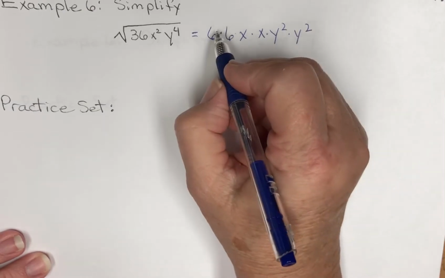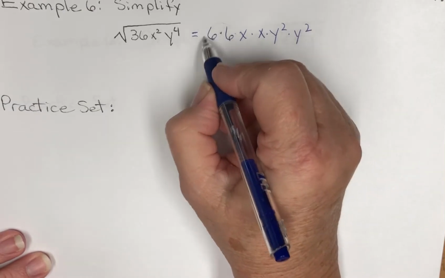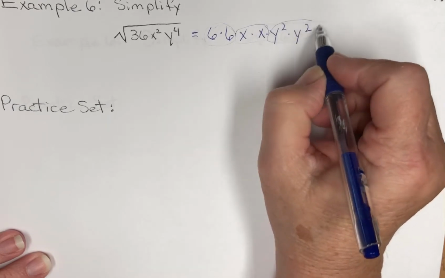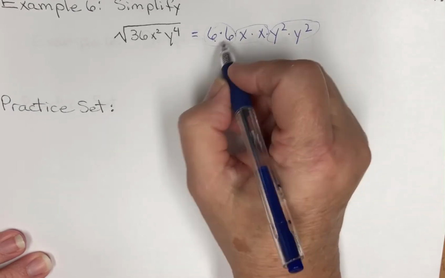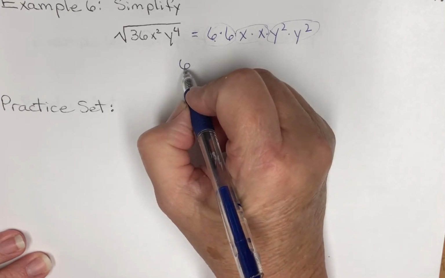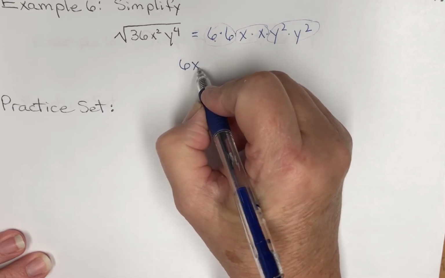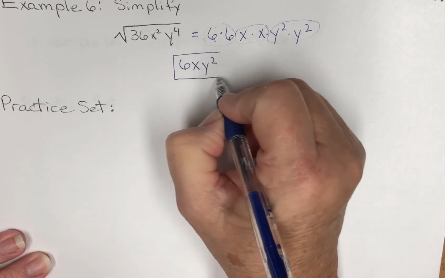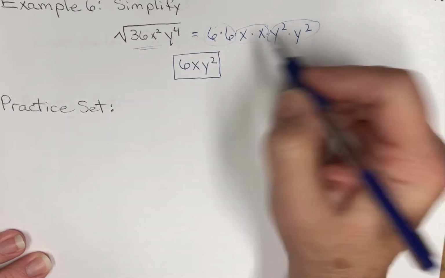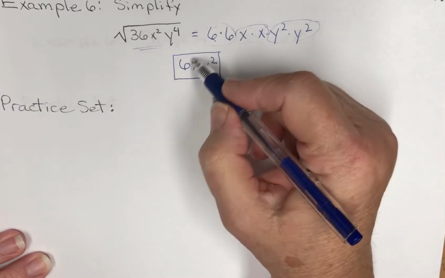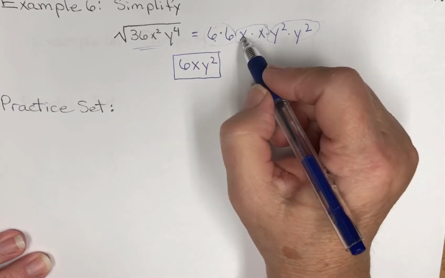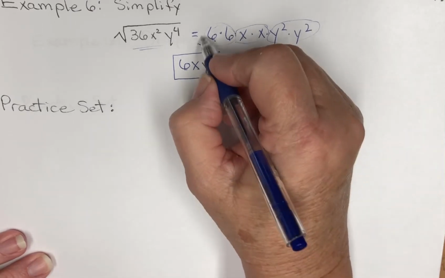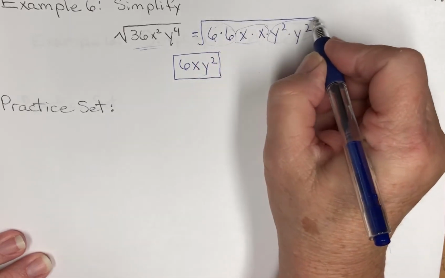Now, with a square root, you have to have two matching parts, which we have two matching parts for all three of these, but you only take one out. So I would have 6 x y squared. That would be the square root of this number. There's two 6's, but I only bring one out. There's two x's, but I only bring one out. And there's two y's, but I bring one of the y squareds out.